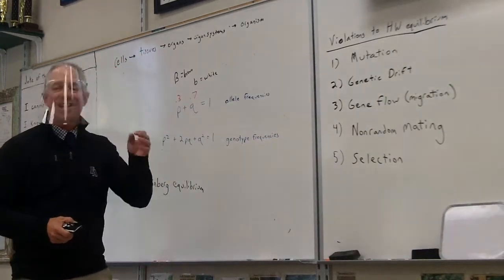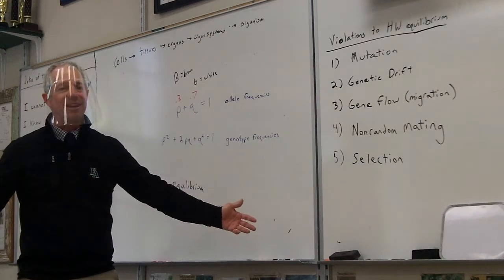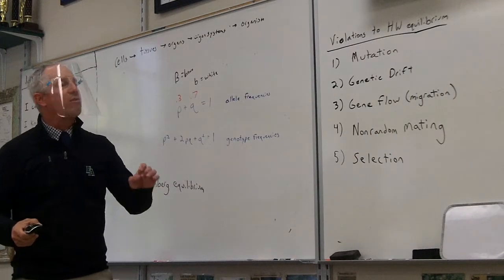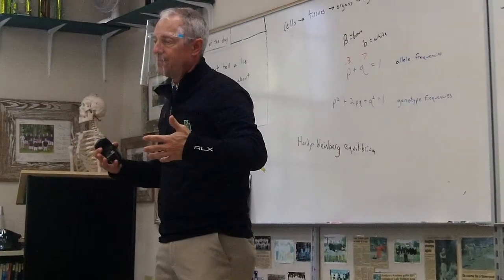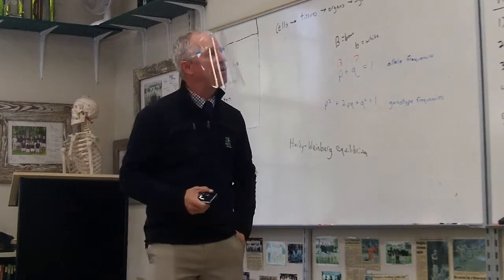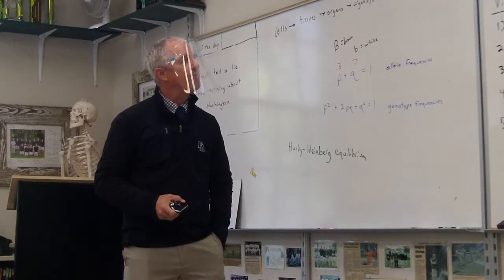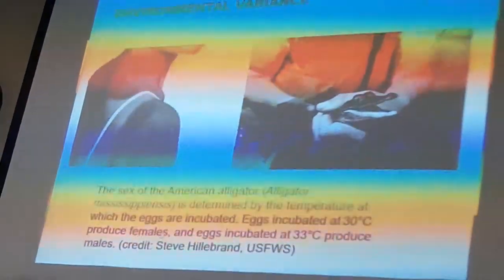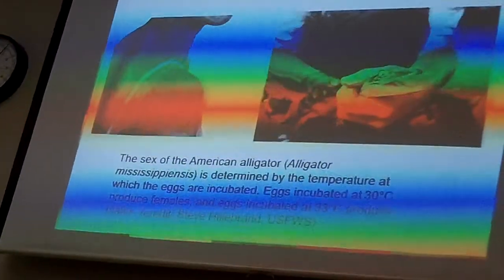However, it's not just your genes that tell you your skin color. It's also whether you've laid out in the sun. If you lay out in the sun, that can affect your skin color a bit. So your genes are influenced by the environment, and it can change your appearance. So these alligators, reptiles, are known for, if the eggs are incubated at cold temperatures, females are produced. If the eggs are incubated at warm temperatures, males are produced.